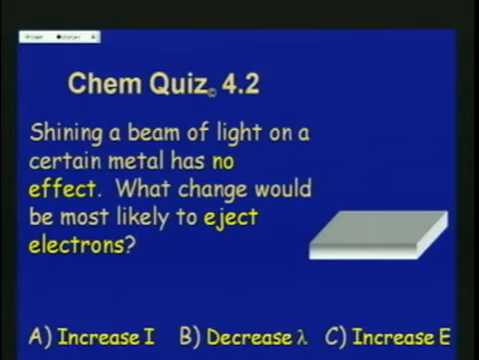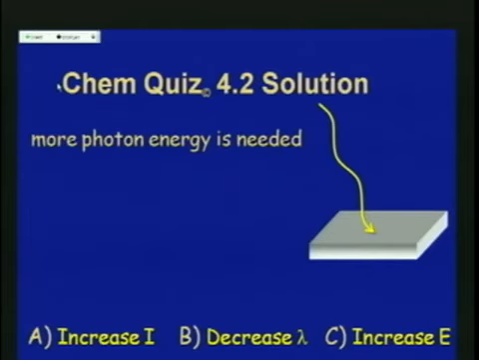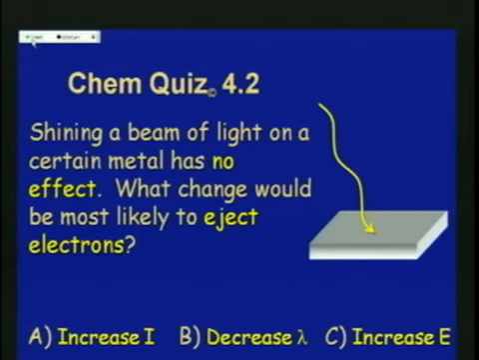So we shine a beam of light on a metal. Bam. Nothing happens. If we want to kick off electrons, what's the best thing to do? Increase intensity, decrease wavelength, or increase the energy? Let's go ahead and vote.